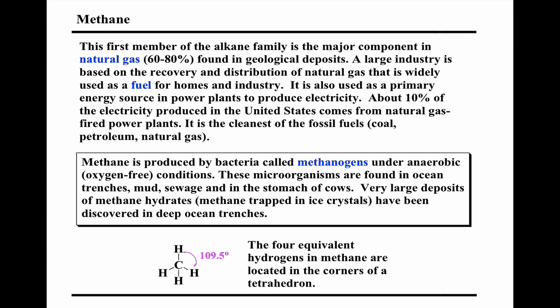Okay? We know that methane, CH4, is actually tetrahedrally shaped, almost a perfect tetrahedron. It has bond angles of 109.5 degrees. The bonds are all single bonds. All 4 hydrogens are said to be equivalent. What do we mean by that?